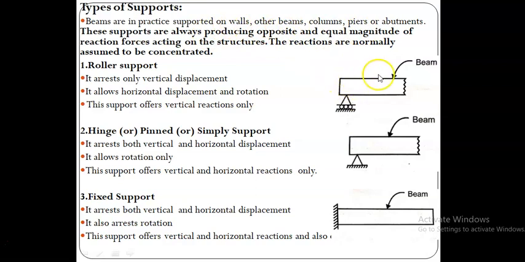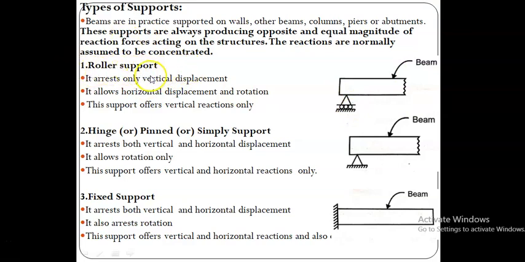Whatever the loads distributed into this beam, finally they are transferred into its supports. That support produces an equal and opposite force. Suppose there are two supports, then whatever the loads acting on the beam are shared between these two supports. So that is what happens. Now let us see some types of supports.